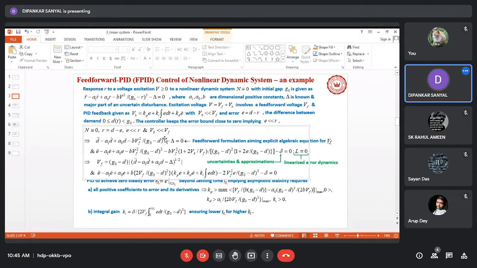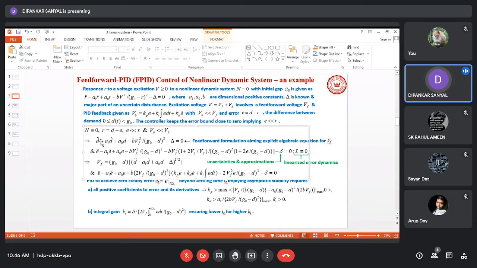r as d minus e, and instead of replacing v by vf, we replace v as vf plus vb. So in that case, this equation will have the derivatives d dot, d double dot, e double dot, etc. And if from that composite equation we subtract this equation, we obtain the linearized part of the error dynamic equation.